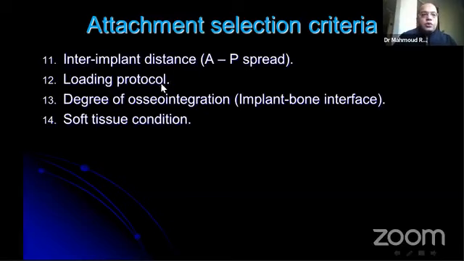Loading protocol is also important. If you want to make an immediate loading, use the most resilient attachment type in order to decrease the failure rate for your implant. Degree of osseointegration, or the bone-implant interface, is very important. Soft tissue condition is also very important. If you have an abused ridge or abused soft tissue condition, it's preferred to use a bar attachment in order to make your support away from this abused ridge.